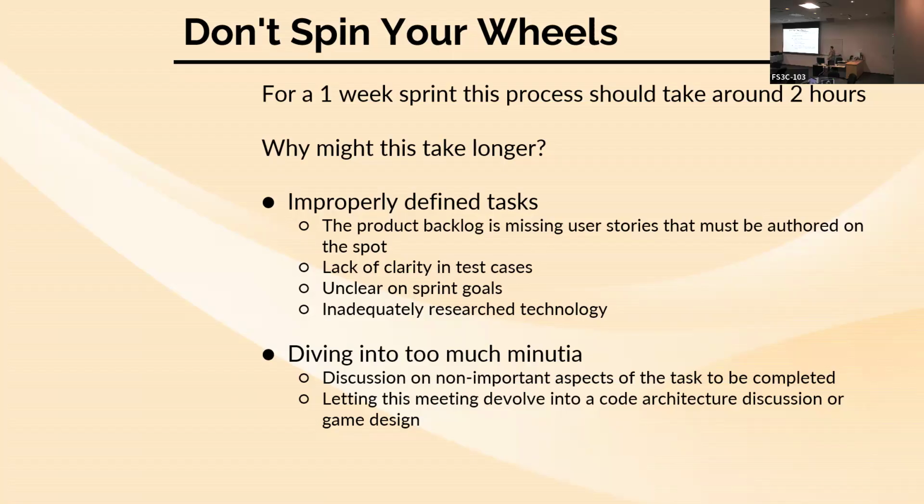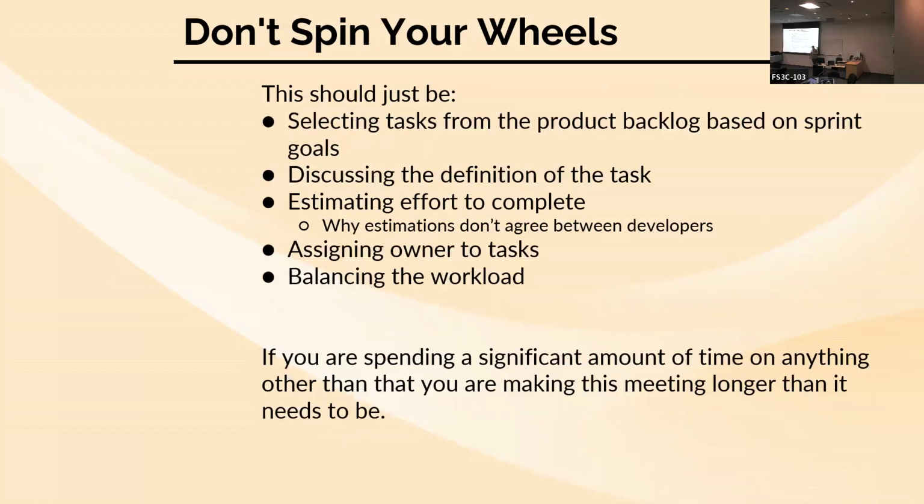Don't waste the team's time on a one-on-one conversation when that can happen one-on-one. Sprint planning should just be selecting user stories from the product backlog, discussing the goals and how we're going to define the tasks, estimating the workload to complete those tasks, assigning the owners, and balancing out the workload across the team.